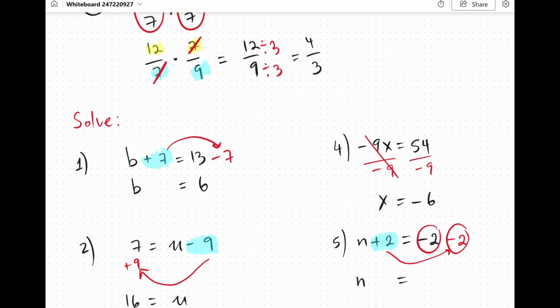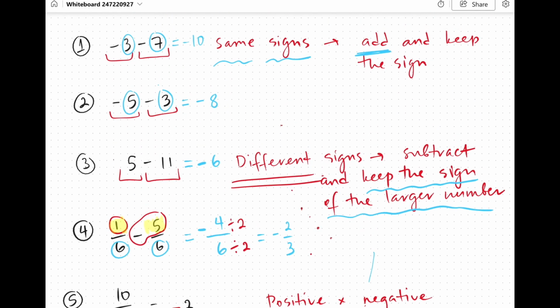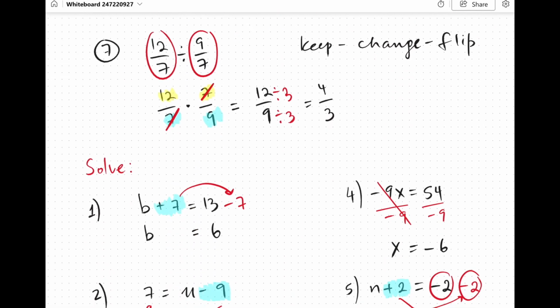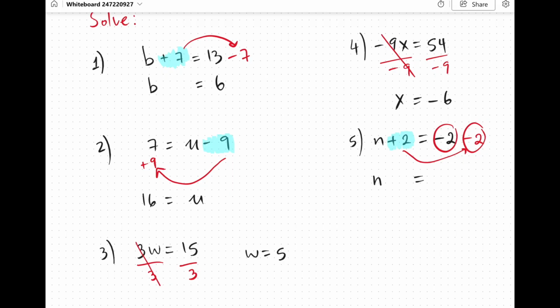I'm going to go back to the rules here. Same sign, we're combining two negatives. This is the rule: we're going to add and keep the sign. So I will be adding my two 2's. 2 and 2 is a 4. Because the original two signs were negative, it's going to be a negative 4.